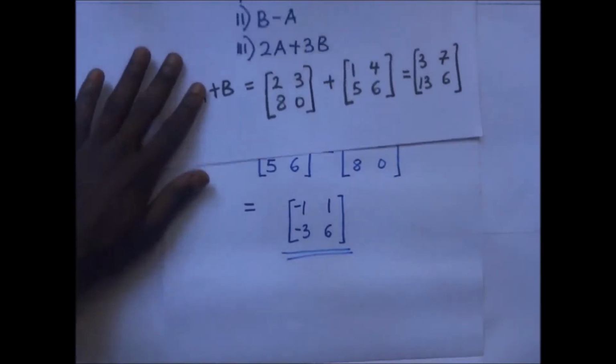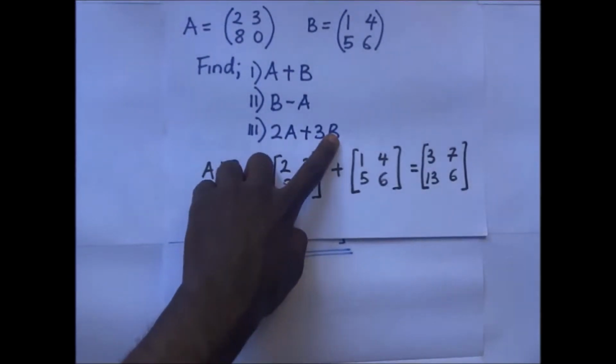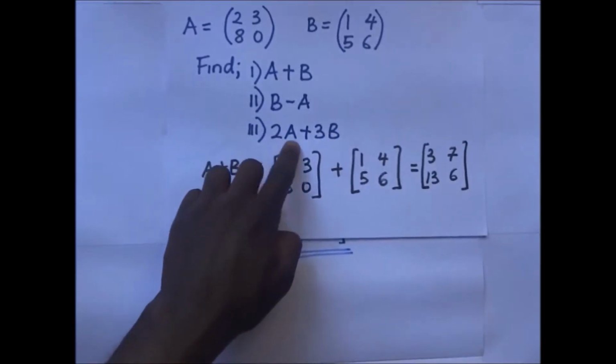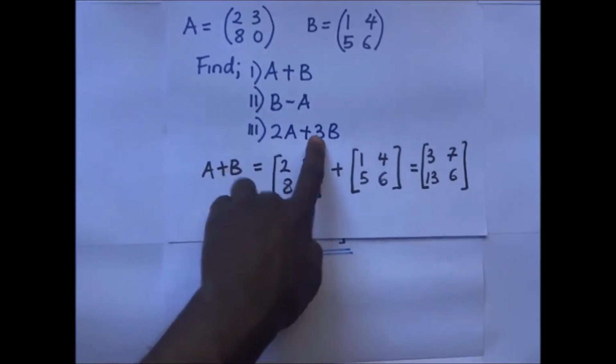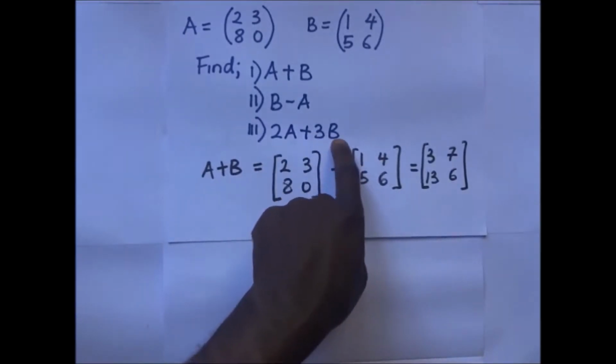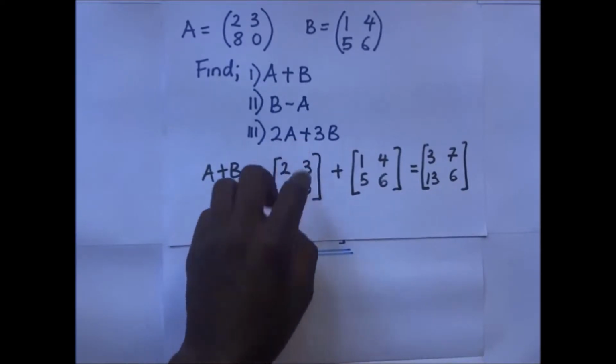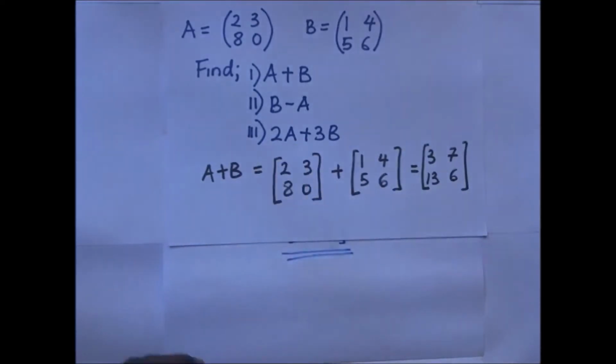Let's go into our third example. Our third is giving us 2A plus 3B. So here we have a scalar multiplying the matrix A, and another scalar, 3, multiplying the matrix B. So in this case we are going to have to first multiply the scalar by the matrix, and after that add the matrices.